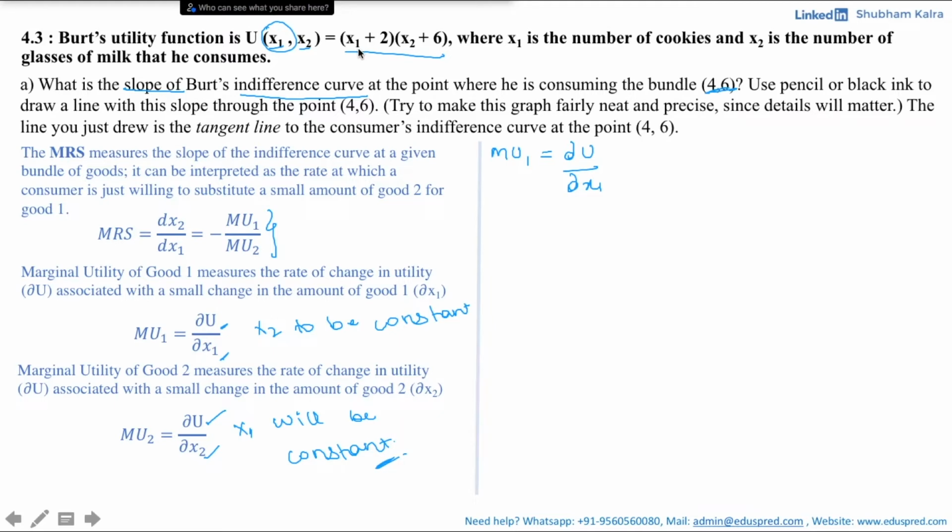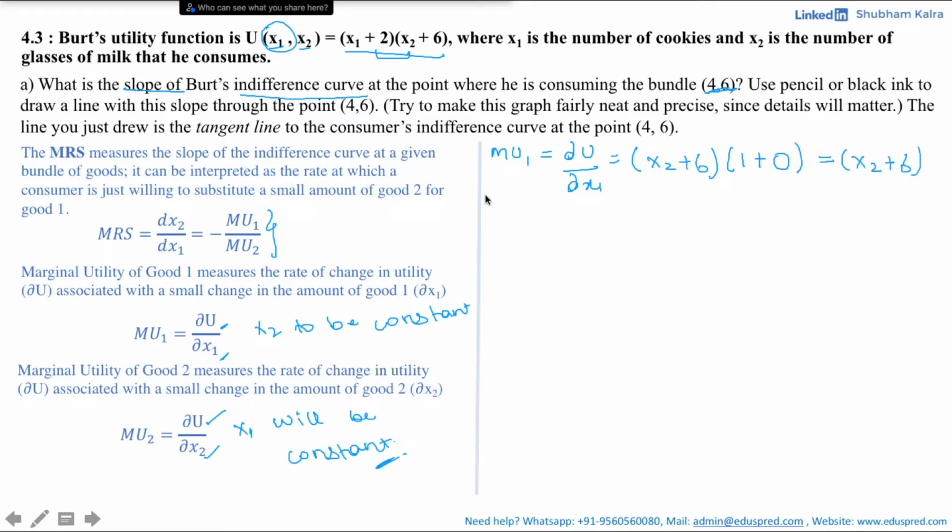We have to partially differentiate this expression with respect to x1, and since it's a product and we are partially differentiating, x2 becomes a constant and hence it will remain as it is since it's in multiplication. So that would be x2 plus 6. Now we differentiate x1 with respect to x1, which is 1, plus the derivative of 2, which is a constant, and the derivative of a constant is 0. Thus MU1 is nothing but x2 plus 6.